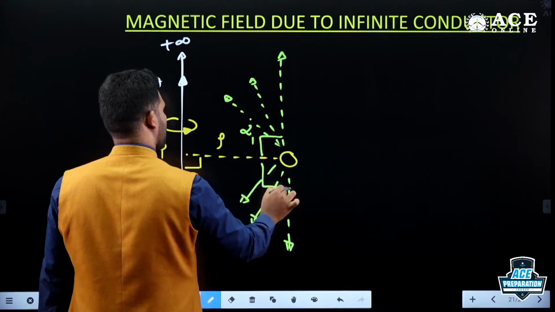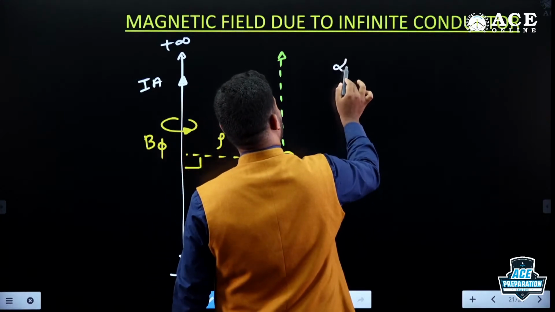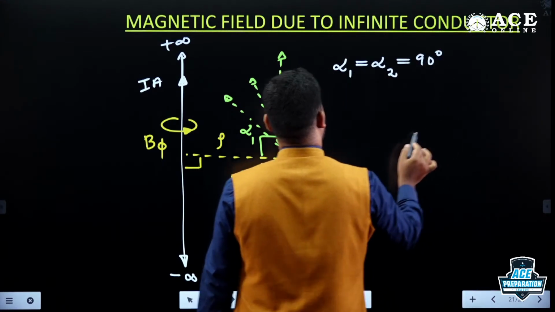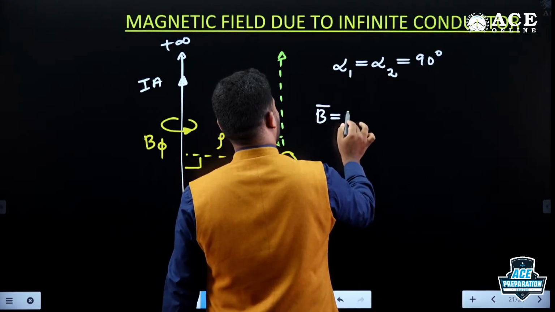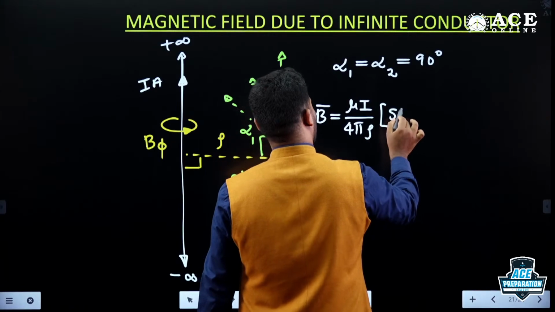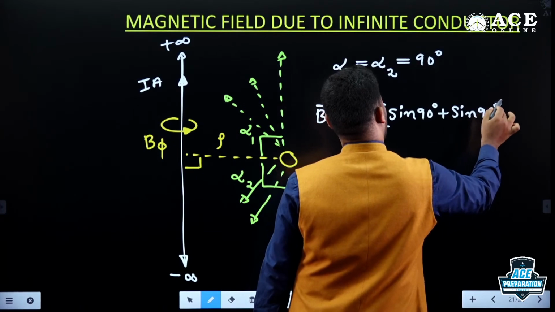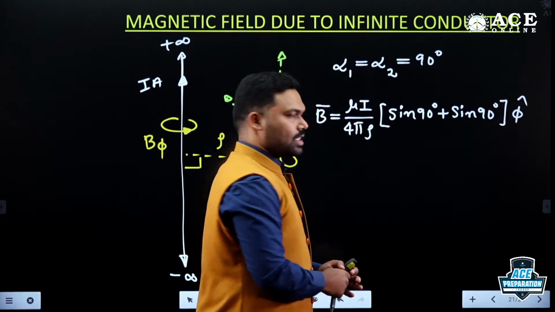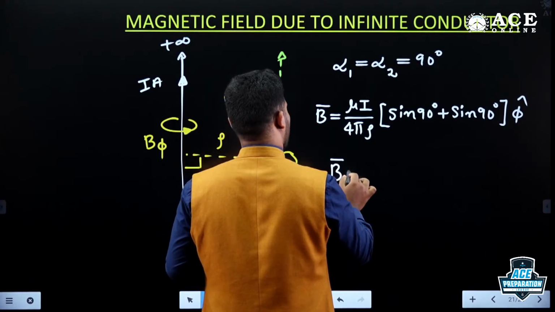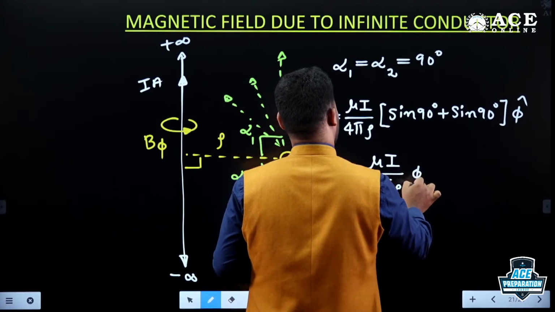This is alpha 1 and this one is alpha 2. So what modification do you have to make to the previous formula? Alpha 1 and alpha 2 are equal to 90 degrees. So what happens to B? B is equal to mu I by 4 pi rho into sine of 90 degrees plus sine of 90 degrees. The direction here is phi cap. Sine 90 is 1, 1 plus 1 is 2. Already 4 is there. So B is equal to mu I by 2 pi rho into phi cap.